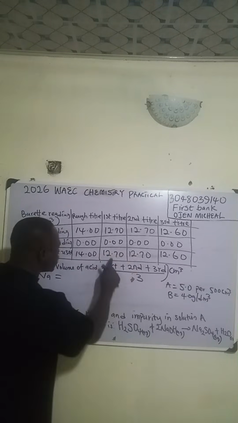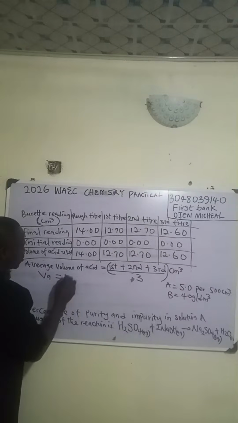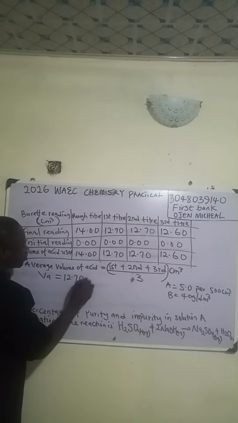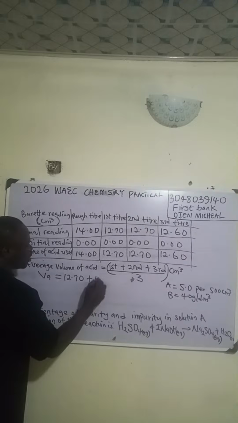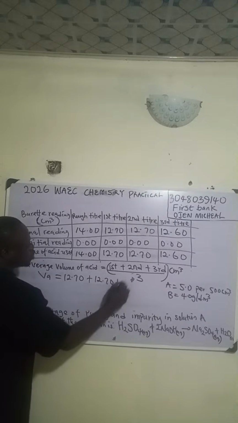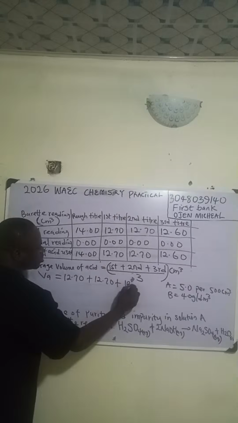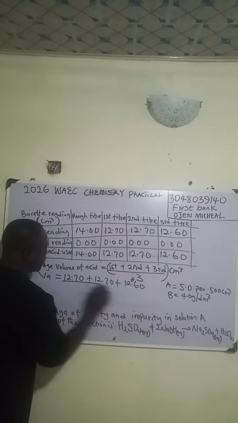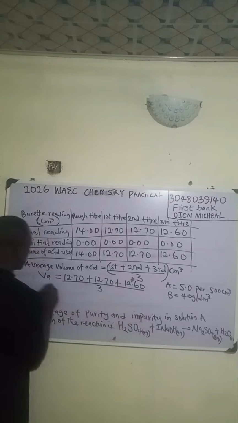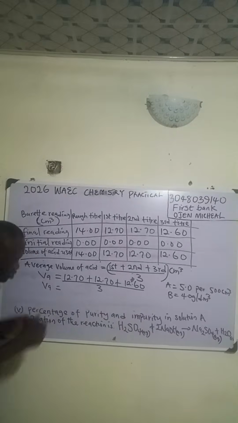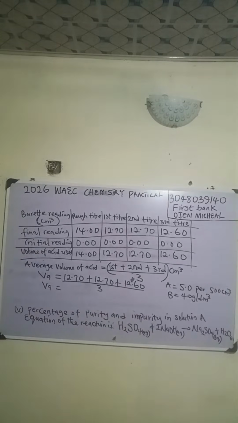All right. So here we have 12.70 plus 12.70 plus 12.60. You divide by 3. VA will now be equal to what?